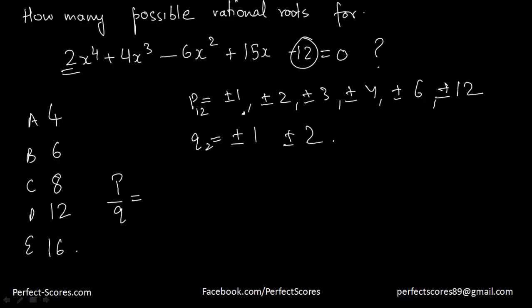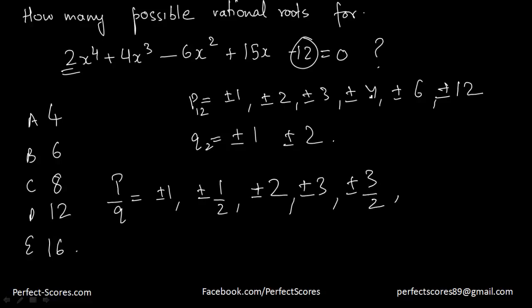So first of all, 1 over 1, it's plus or minus 1. 1 over 2 is plus or minus 1 over 2. Fine. So that's there. Then 2 over 2, it's plus or minus 1 again, which we're not going to consider because we already considered plus or minus 1. Then 2 over 1 is plus or minus 2. 3 over 1 is plus or minus 3. 3 over 2 is plus or minus 3 over 2. 4 over 1 is plus or minus 4. 4 over 2 is 2. I'm not going to consider that because there's already a 2.